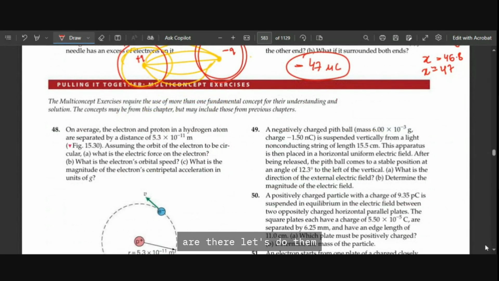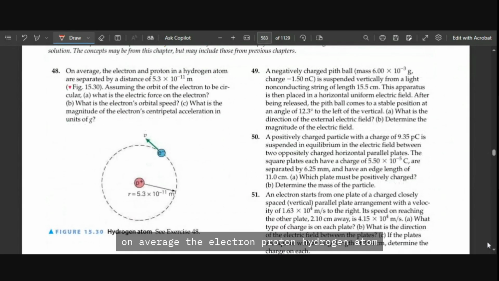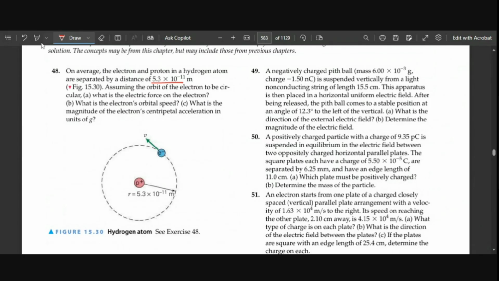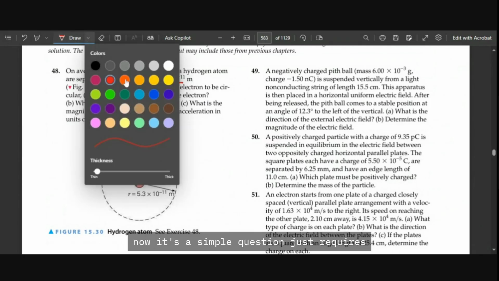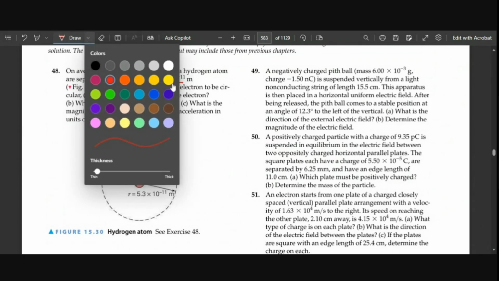Some more questions are there. Let's do them. On average, the electron and proton in a hydrogen atom are separated by a distance of 5.3 times 10 to the power minus 11 meters. Assuming the orbit of the electron to be circular, what is the electric force on the electron? Now, it's a simple question. It just requires some maths to solve it.